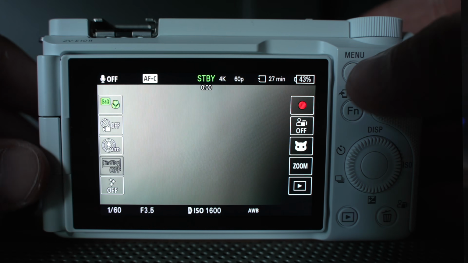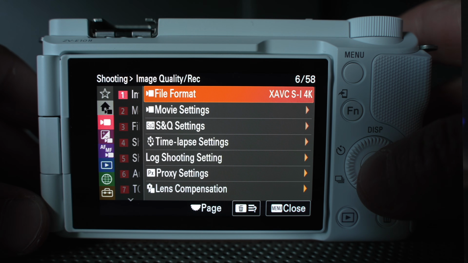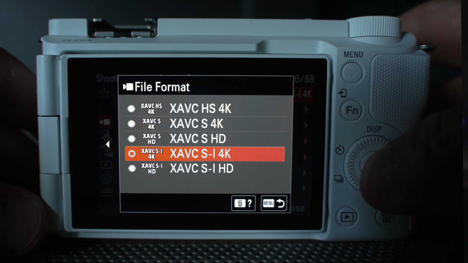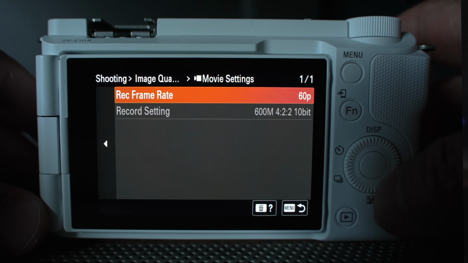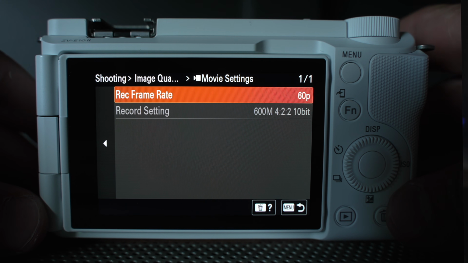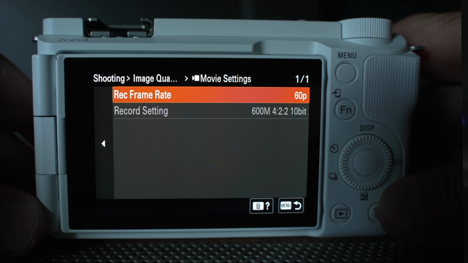But just for the heck of it, I wanted to see if the Mark II would overheat like the Sony a6700. When we put it into XAVC SI 4K, we were shooting in 60 frames per second, which is 422 10-bit, 600 megabits. And this revealed a different story.